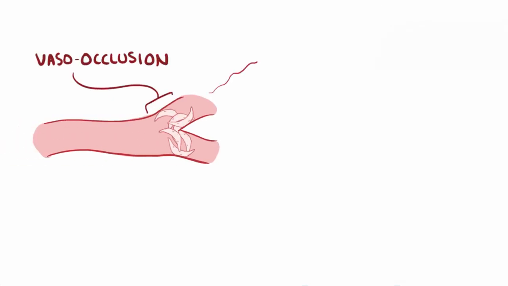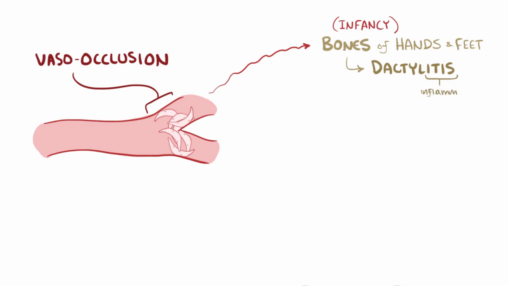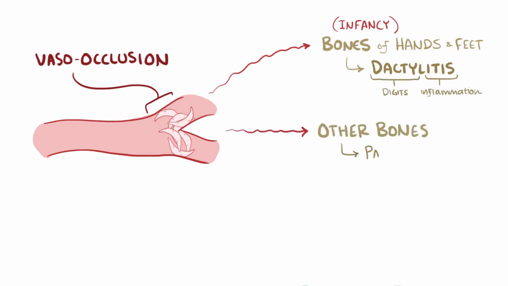In sickled form, red blood cells tend to get stuck in the capillaries, called vaso-occlusion. Starting in infancy, they can clog up blood flow in the bones of the hands and the feet, called dactylitis, or swelling and pain of the digits. Later, they get stuck in other bones, causing sickle cell pain crises, or avascular necrosis of the bone.